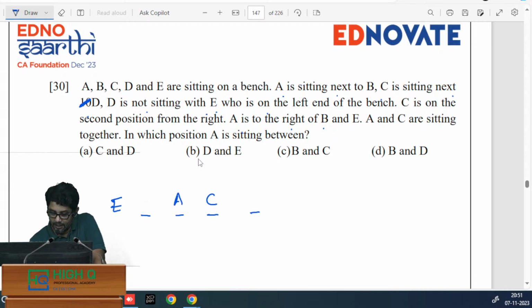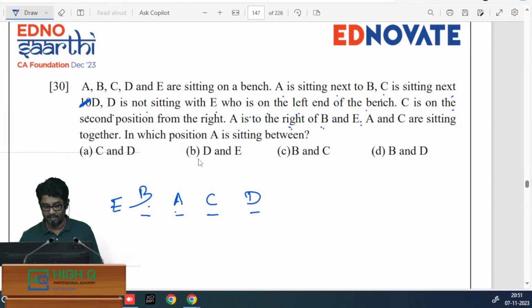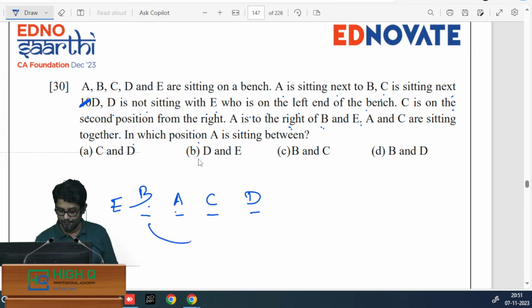Fine. Next, C is sitting next to D. Very good. D is not sitting with E. Who is on the left end of the bench? C is on the second position. So, who is missing, my dear? B is here. Now, A is to the right of B and E. Yes, A is to the right of B and E. Everything is satisfied. Now, in which position is A sitting between, my dear? B and C. Option C.